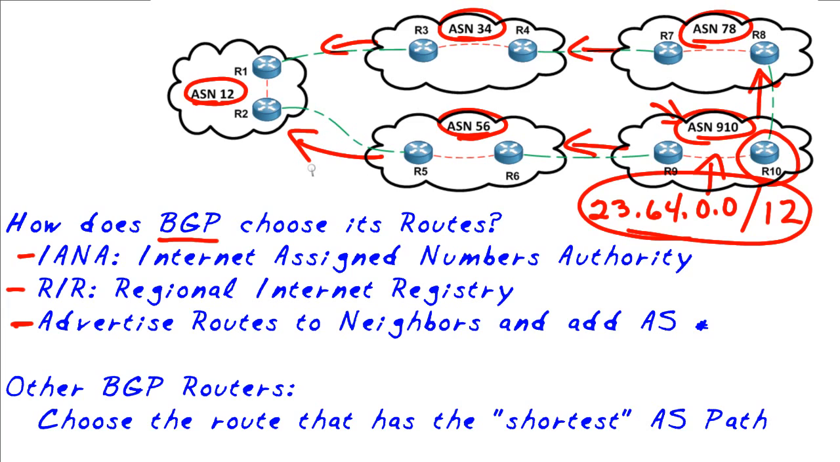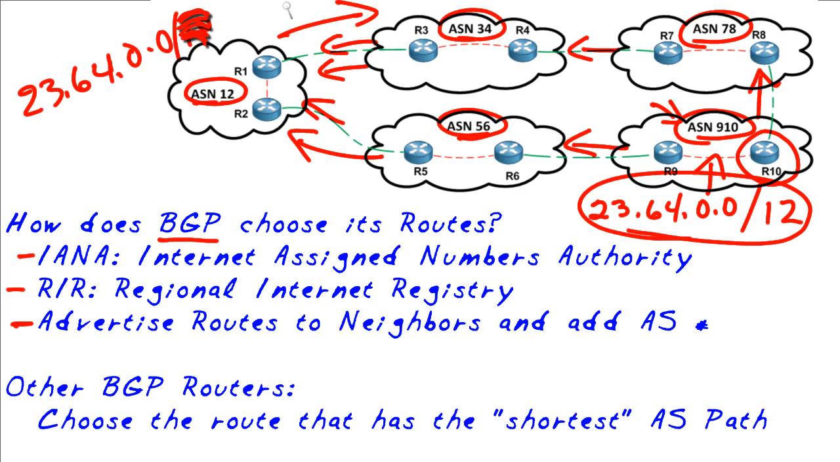So what's the problem? Well, here's the challenge. Let's say that autonomous system 12 learns about the network 23.64. So it's learned it, but it's learned it from 2 sources, from here and from here. Which is the best way to go? Should it go path A across here, or should it go path B across here?